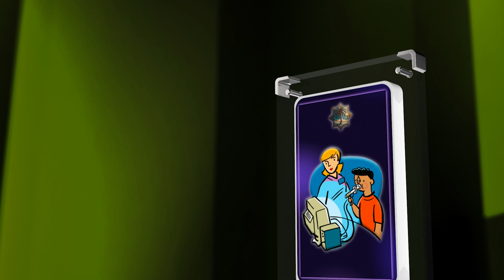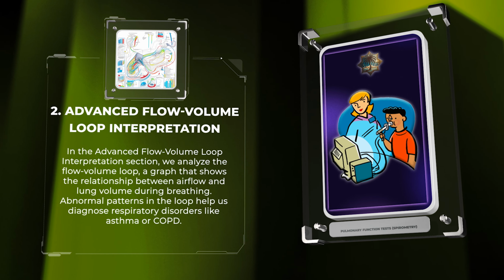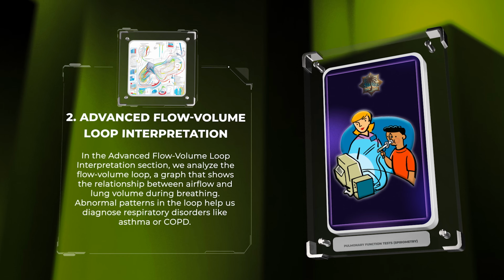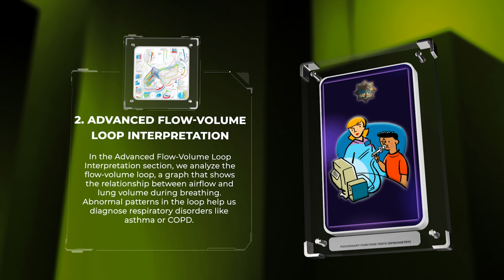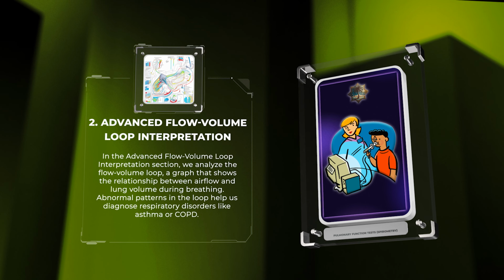In the Advanced Flow Volume Loop Interpretation section, we analyze the flow volume loop, a graph that shows the relationship between airflow and lung volume during breathing. Abnormal patterns in the loop help us diagnose respiratory disorders like asthma or COPD.